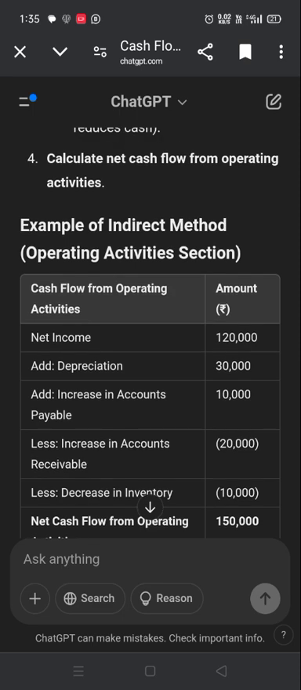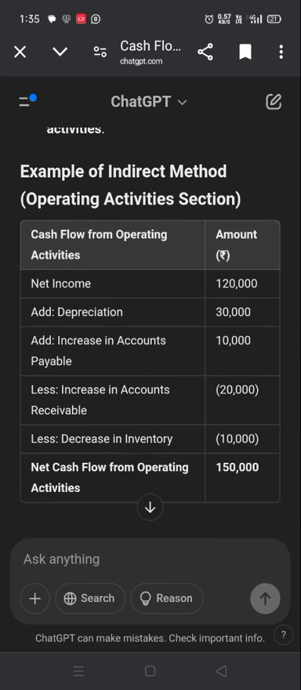Net income 130,000. Depreciation cost 30,000. Increase in accounts payable 10,000. Increase in accounts receivable 20,000. Less: decrease in inventory 10,000.